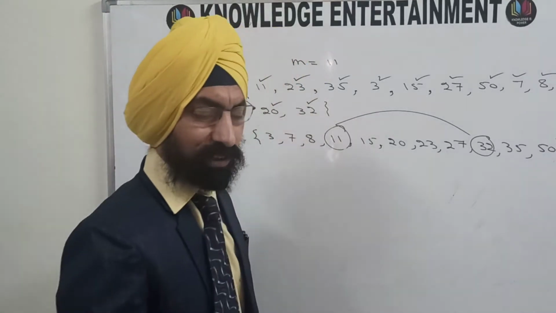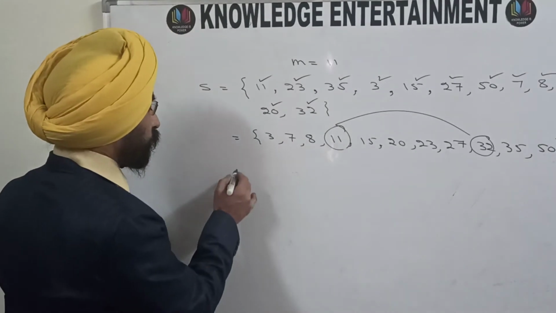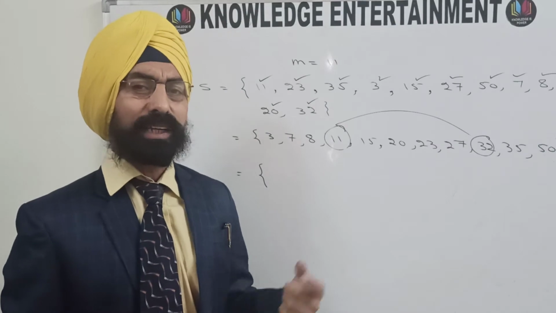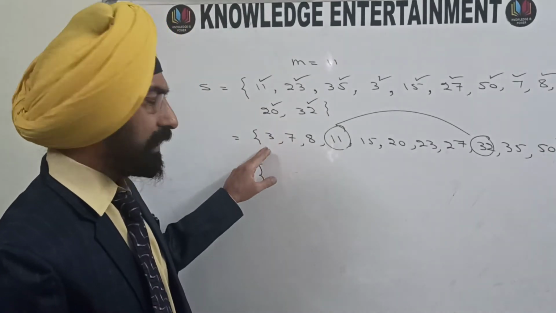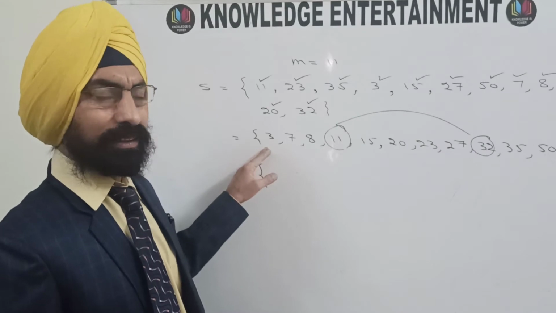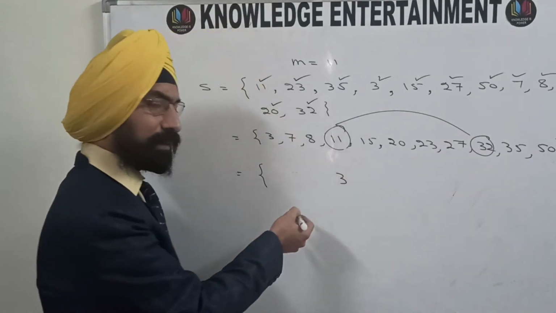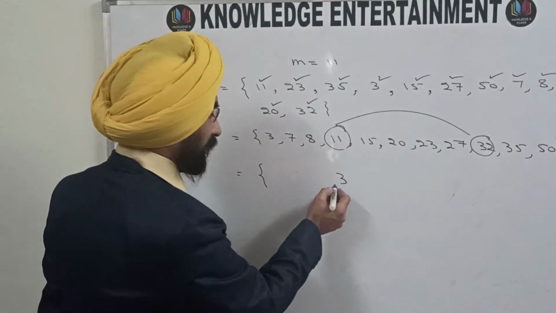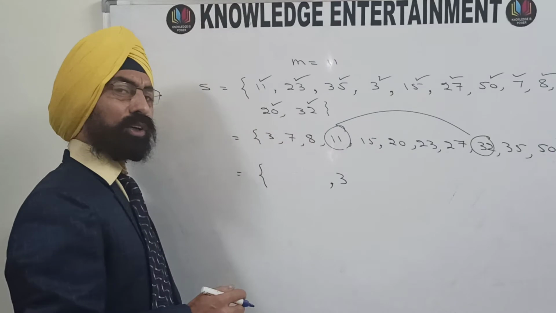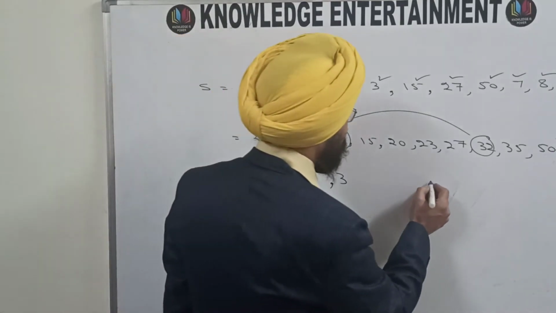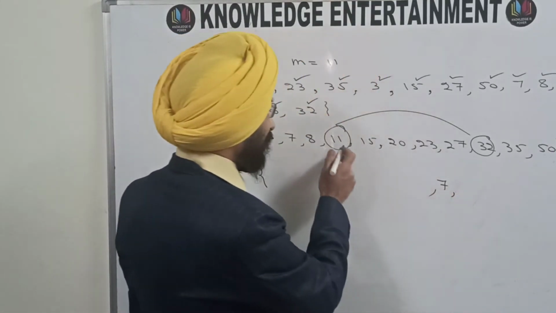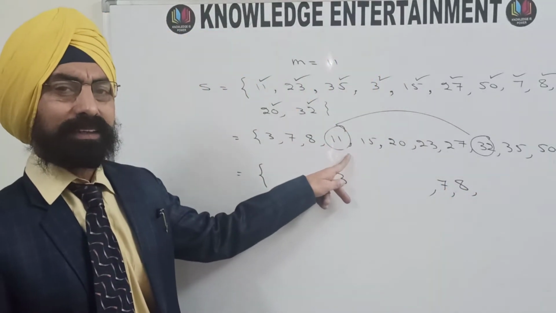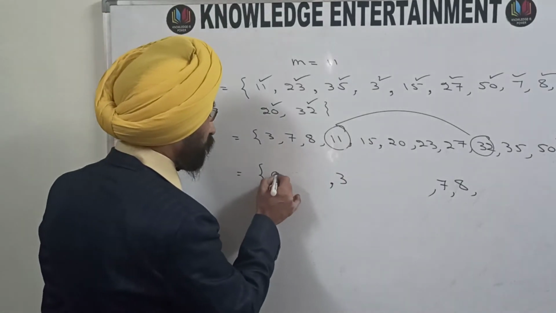How to obtain that one? What you have to do is just divide these numbers by 11 and write down the remainder only. When you divide 3 by 11, the remainder obtained will be 3. I am writing it here because I want to write these in proper arrangement, in increasing order. So I am writing 3 here. 7. If you divide 7 by 11, the remainder obtained will be 7 itself. 8. The same thing. 11. If you divide 11 by 11, the remainder obtained will be 0.